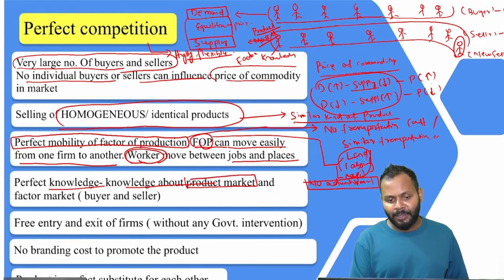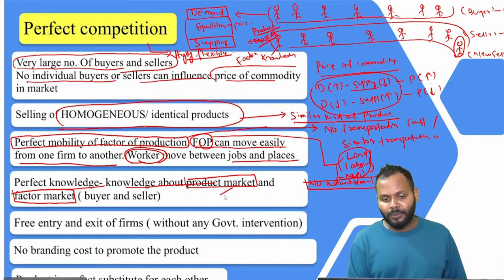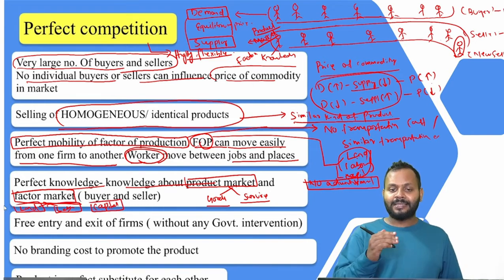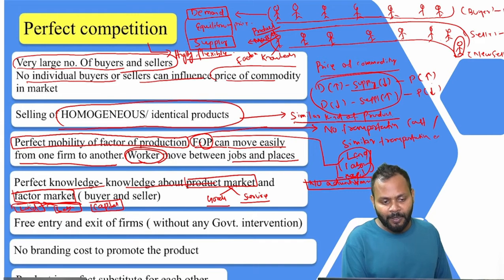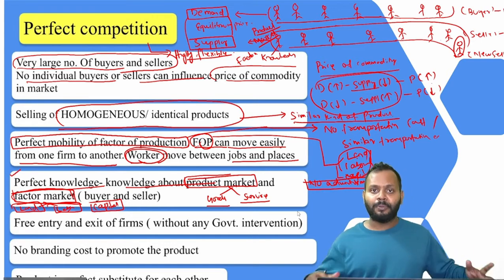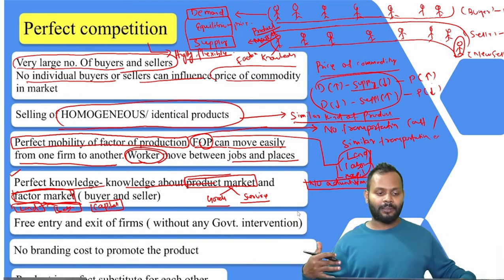There are two types of market. One is the product market, one is the factor market. The product market means about the commodity, whether it is goods or a service. The detail of goods and services is called the product market. The factor market is about land, labor, capital. The knowledge about land, labor, capital is called the factor market. That means any seller has to develop knowledge about the factor market and also the product market. So everybody has knowledge, no advertisement. People come with their own knowledge, sellers sell with their own knowledge.